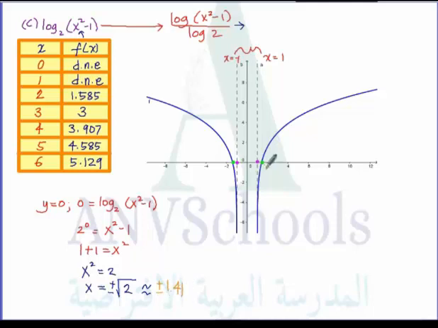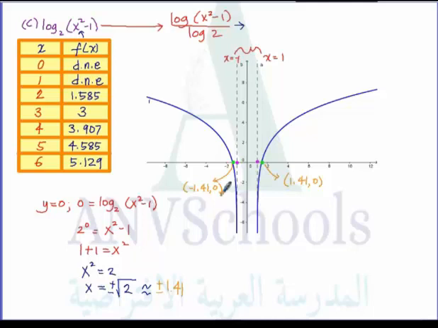So these x-intercepts here, let us put them in points. This is 1.41, 0, and this is negative 1.41, 0. Okay, so this is the graph of my logarithmic function, log to the base 2 of x squared minus 1, which can be transformed into the common logarithmic form, log of x squared minus 1 over log of 2, yielding the same results.